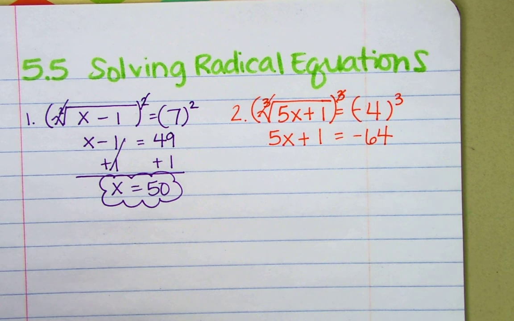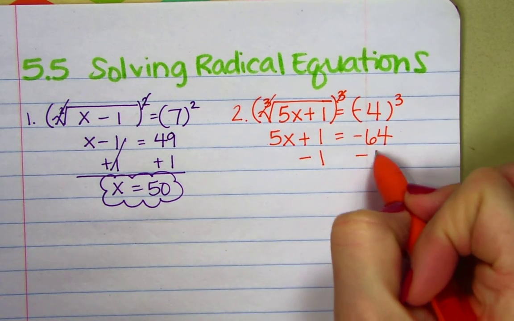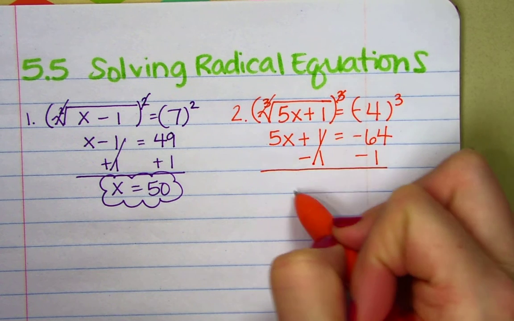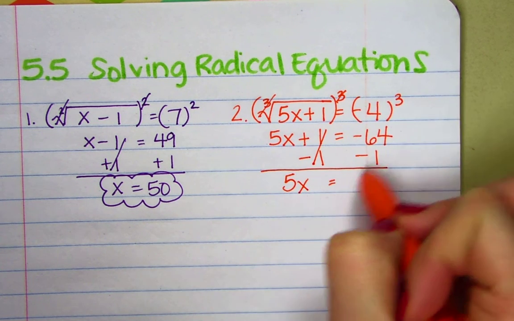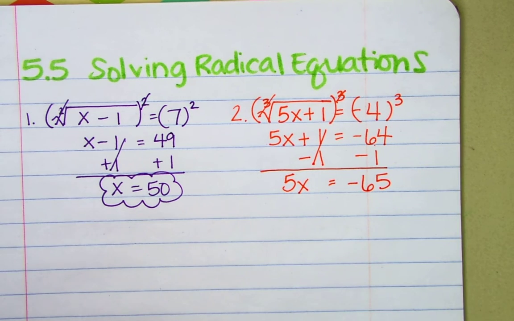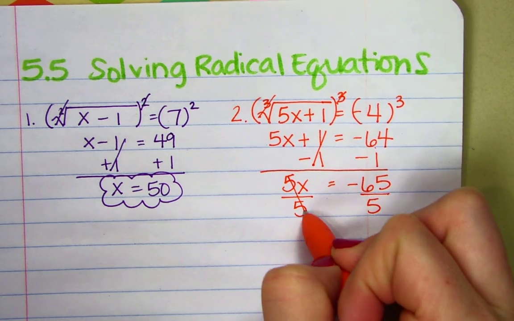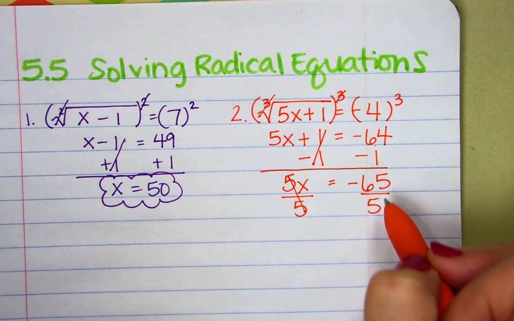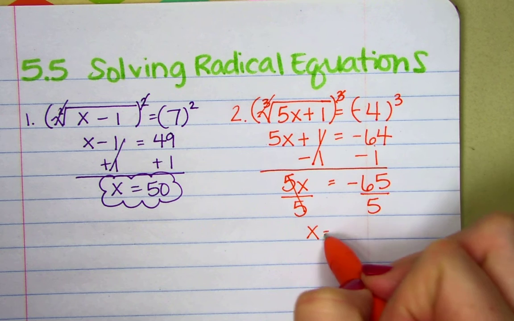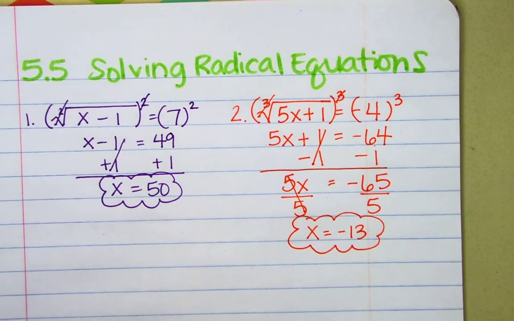Then what do we need to do? We need to subtract 1 and bring down my 5x. Negative 64 minus 1 is negative 65. And last, we divide by 5. Negative 65 divided by 5 is negative 13. They do not always have to be whole numbers.